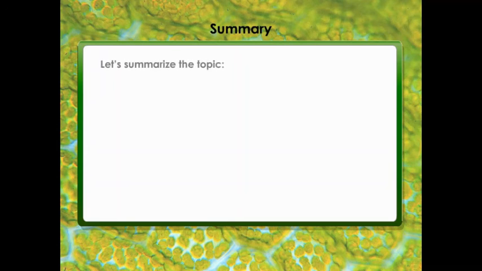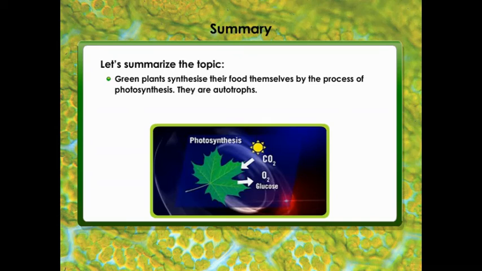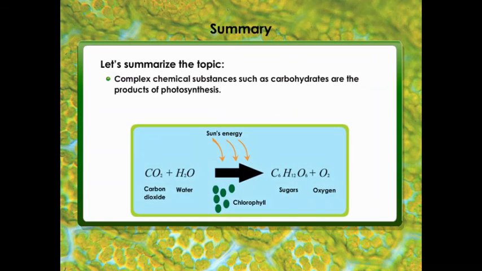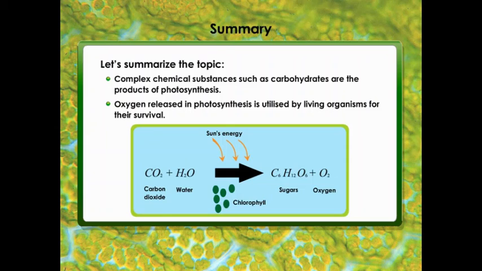Summary. Let's summarize the topic. Green plants synthesize their food themselves by the process of photosynthesis. They are autotrophs. Plants use simple chemical substances like carbon dioxide, water, and minerals for the synthesis of food. Complex chemical substances such as carbohydrates are the products of photosynthesis. Oxygen released in photosynthesis is utilized by living organisms for their survival.